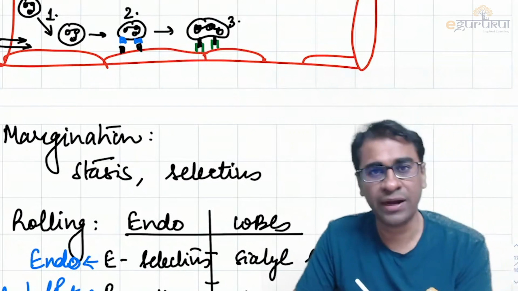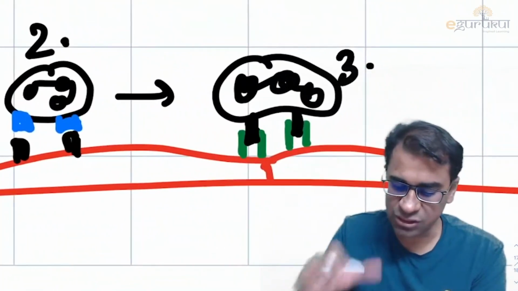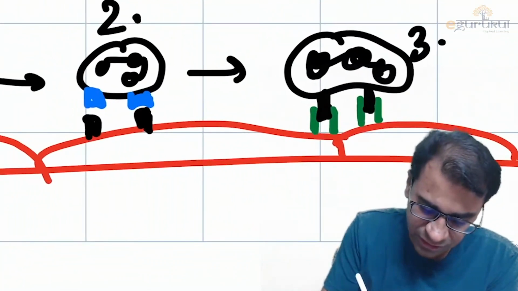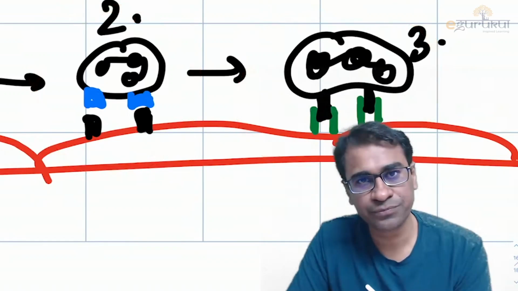The third step is called addition. The second one is weak interaction, rolling, and then look at the addition step.